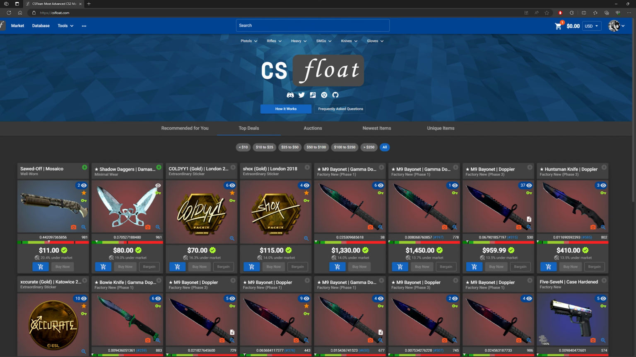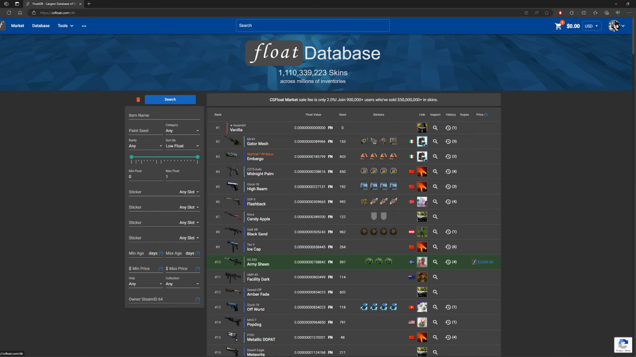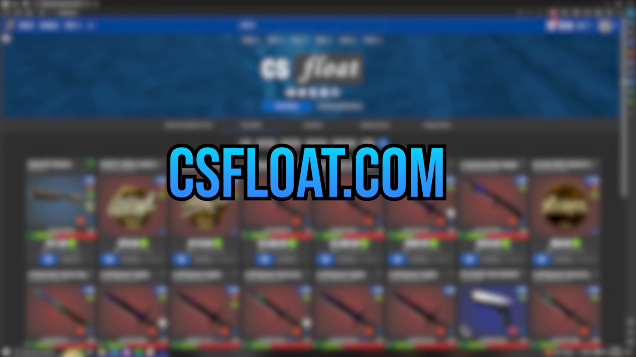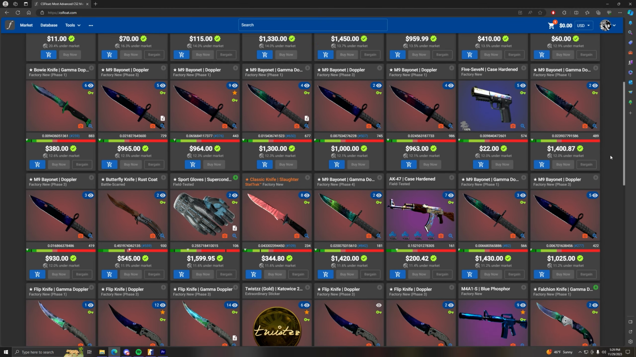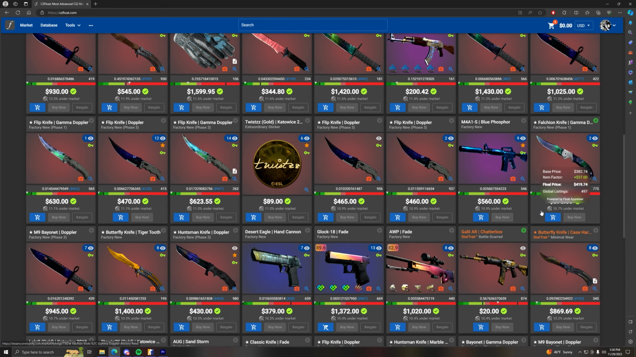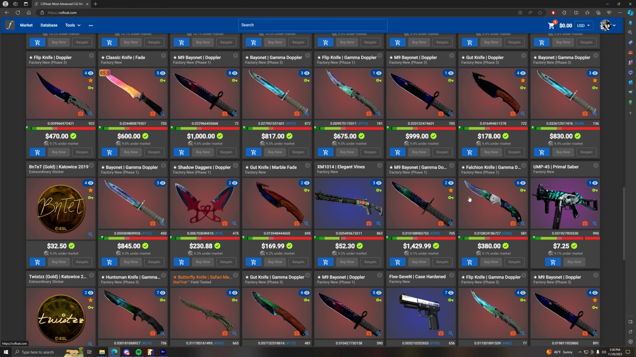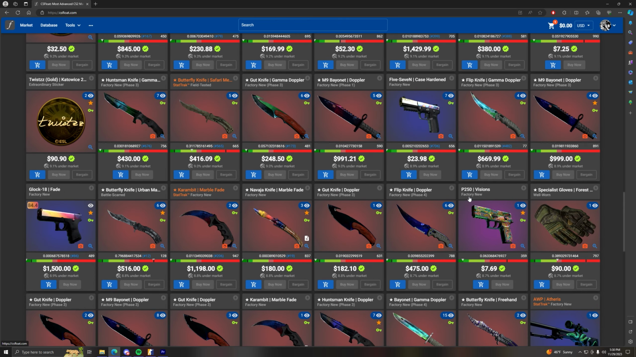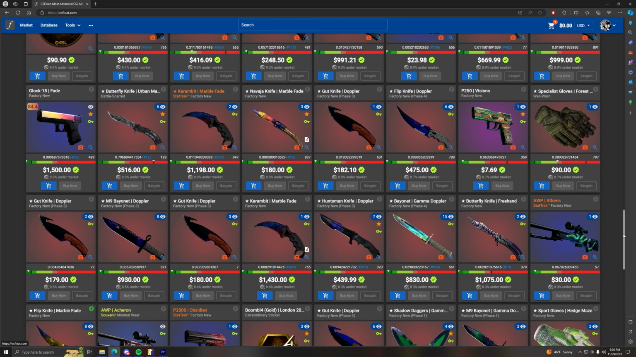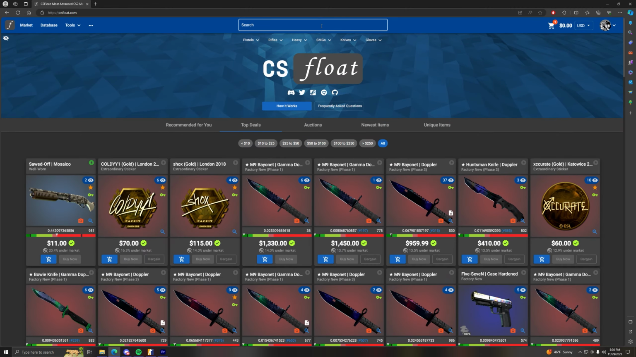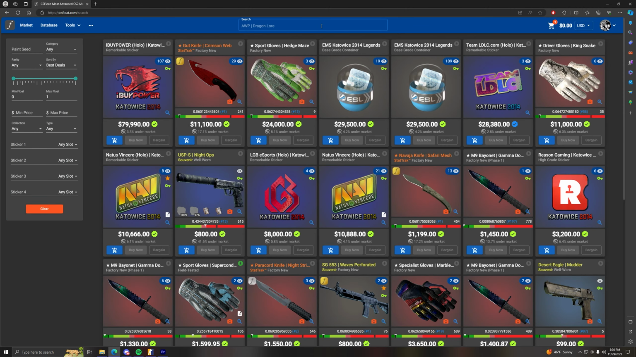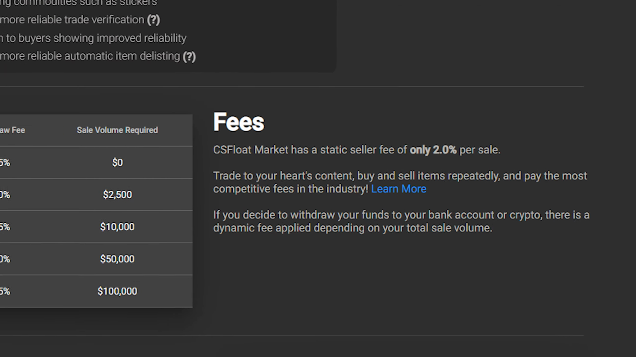The last website we will discuss is CS2 and FloatDB, which are combined into one website. CS2 is another marketplace similar to Buff with very similar listed prices, but this website can be used by anyone in any region, so this is the alternative to Buff for the US market. CS2 has very competitive listings which are very close to Buff prices, being on average around 5% more expensive, and the seller fee on CS2 is a flat 2%.